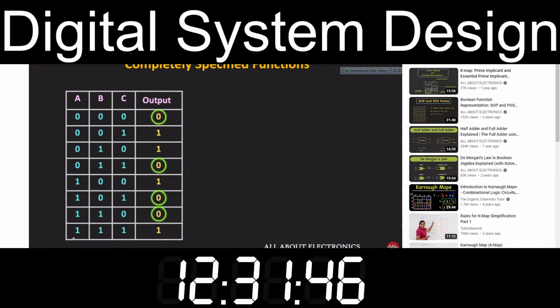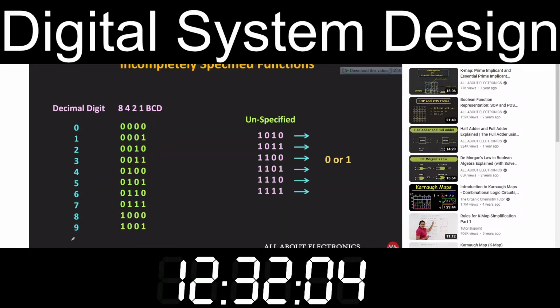In the 8421 BCD code, these 6 combinations are unspecified and these 6 codes are the invalid codes. So the output for these combinations could be either 0 or 1. But since they are invalid codes, we actually don't care what the output is for these combinations. So such input combinations for which the output is unspecified are called the don't care combinations.